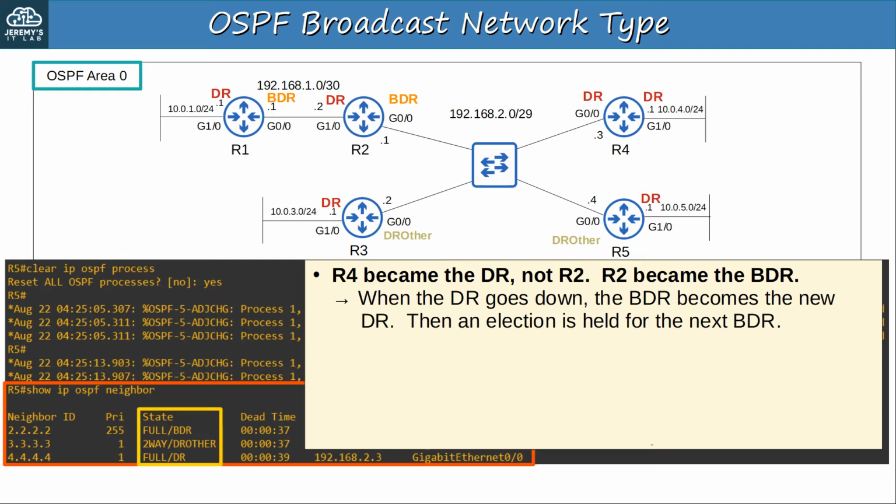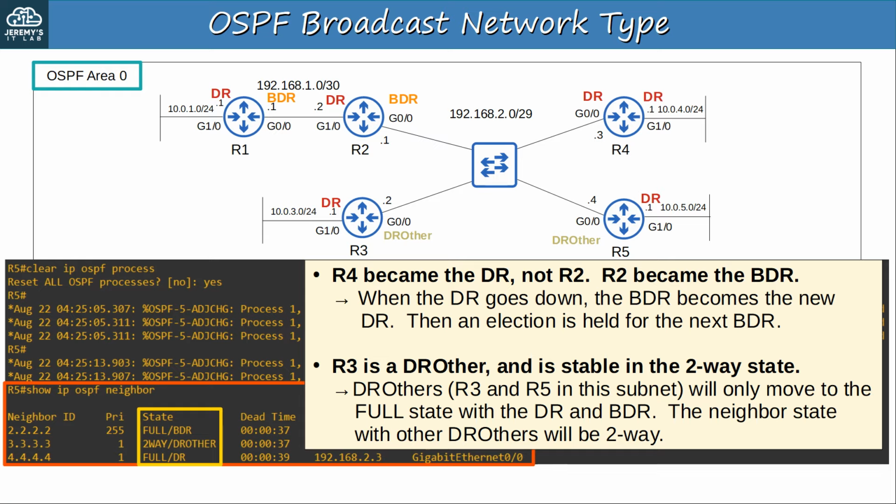Okay, next point. R3 is a DR other, and is stable in the two-way state. R5 became a DR other also, by the way. What can we learn from this? We can learn that DR others will only move to the full state with the DR and BDR of the subnet. The neighbor state with other DR others will be two-way. This gives us a hint to the purpose of the DR and BDR, which I'll cover in the next slide.